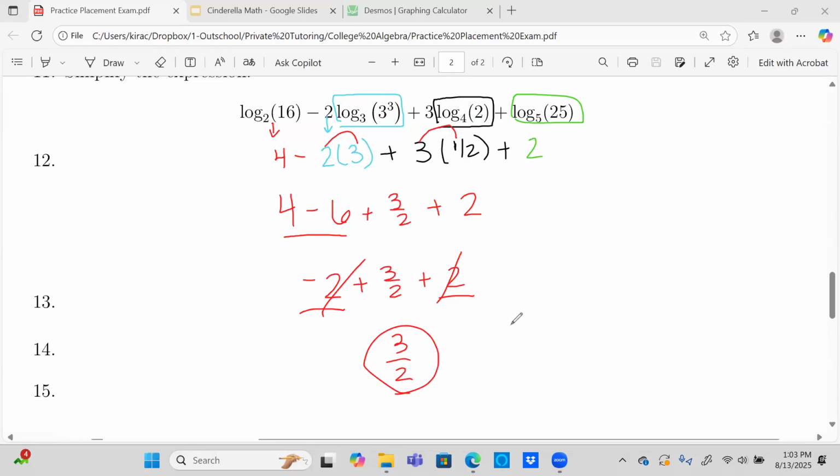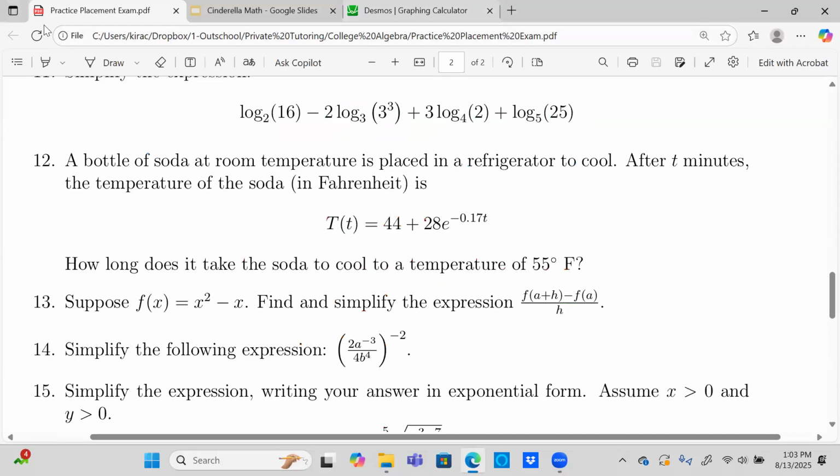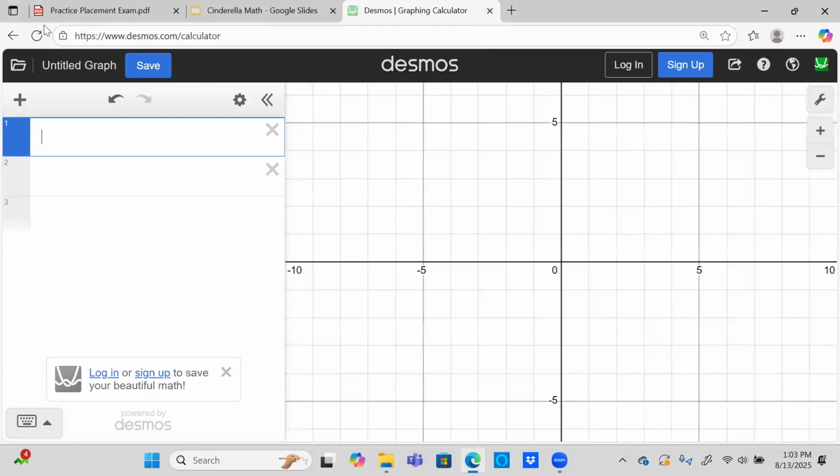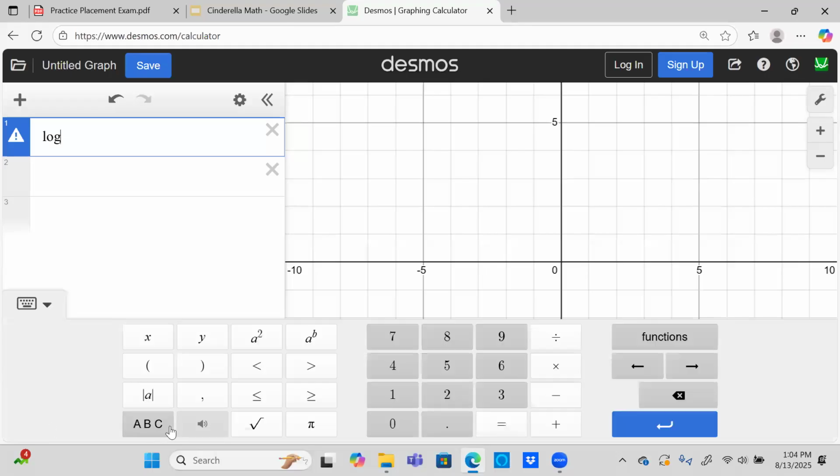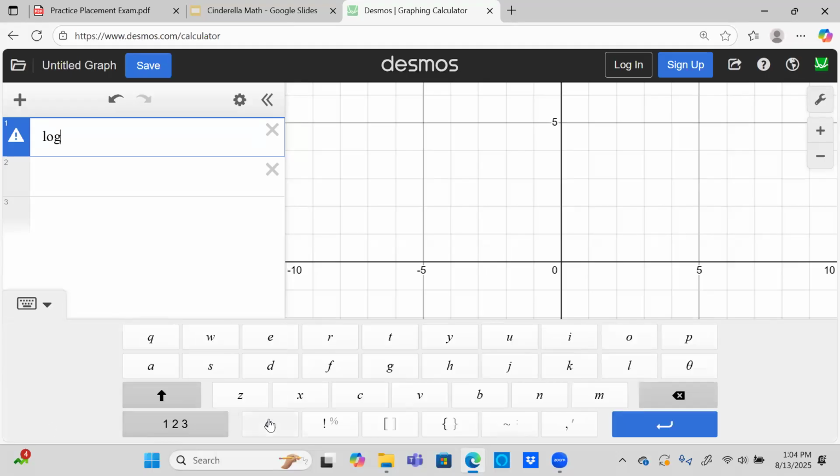If you're allowed a calculator where you can input bases, so if you are allowed Desmos, and I know some fancy calculators do this, that would be log, and then to get a base here, base 2 of 16 plus or minus 2 log base 3 of 3. Oops.